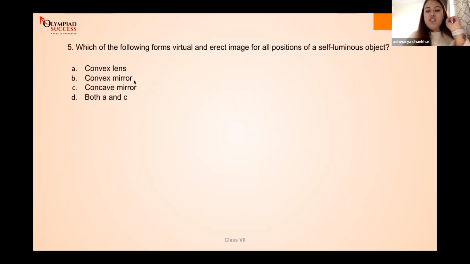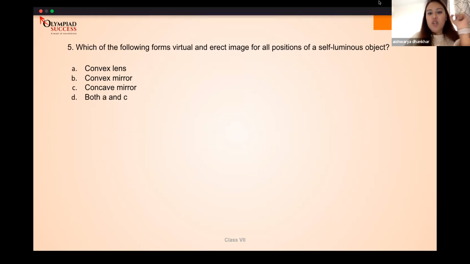Okay, fifth question. Which of the following forms virtual and erect image for all positions of a self-luminous object? Self-luminous means luminous object. Always forms a virtual and erect image. Convex lens, convex mirror, concave mirror, or both A and B. Always a virtual and erect image, not real, sorry.